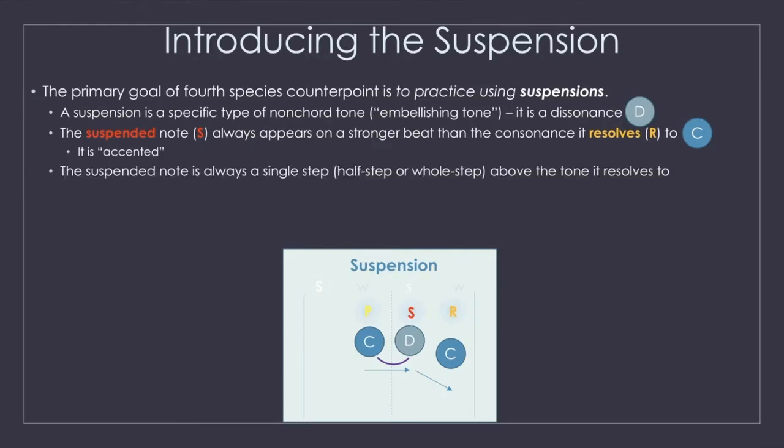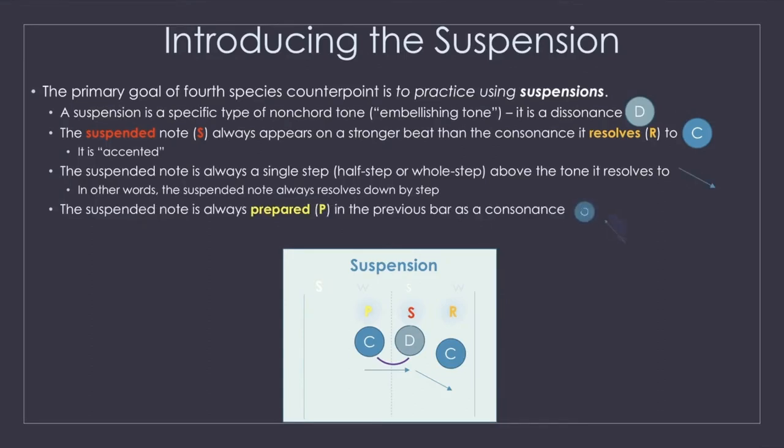Okay, the suspended note is always a single step, could be a half step or a whole step, above the tone that it resolves to. So you can see S going down to R, and R is just a scale step below. In other words, the suspended note always resolves down by step. And the suspended note is prepared by a consonance in the previous bar. I have that tied over there. The consonance comes before the downbeat here. It's called the preparation. It's tied over.